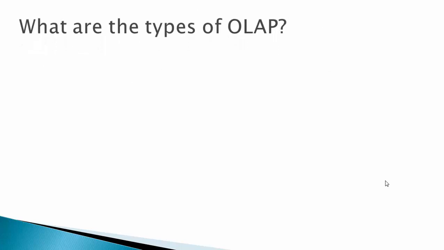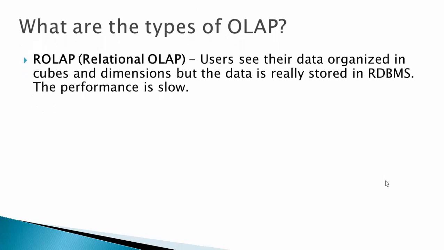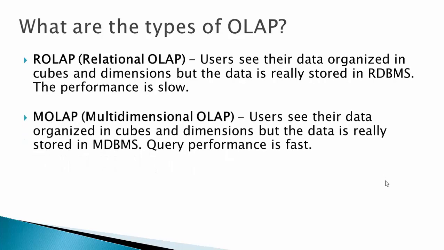What are the types of OLAP? The first type is relational OLAP. Users see their data organized in cubes and dimensions, but the data is really stored in an RDBMS. The performance is slow for relational OLAP. Next is multidimensional OLAP, also called MOLAP. Users see their data organized in cubes and dimensions, but the data is really stored in an MDBMS. The query performance is fast.